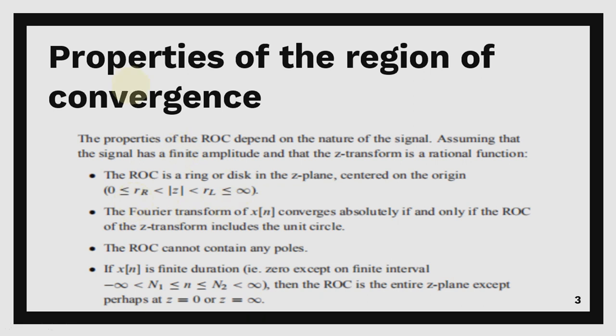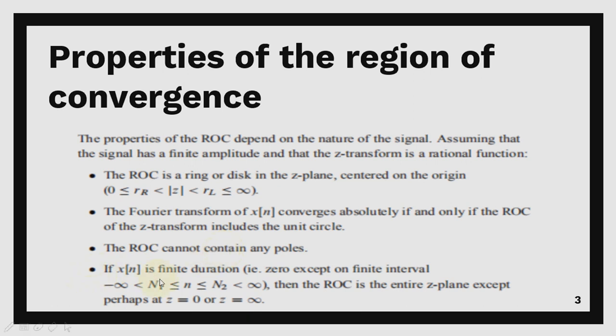The Fourier transform of x of n converges absolutely if and only if the ROC of the Z transform includes the unit circle. So if the ROC includes the unit circle, then the Fourier transform of x of n converges absolutely. The ROC cannot contain any poles. So in the region of convergence, no pole lies in that ROC.